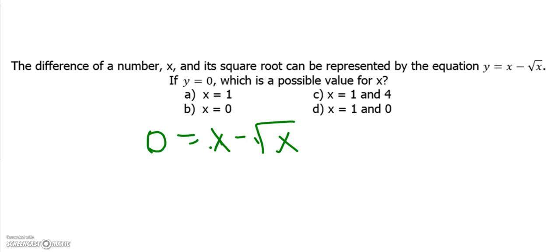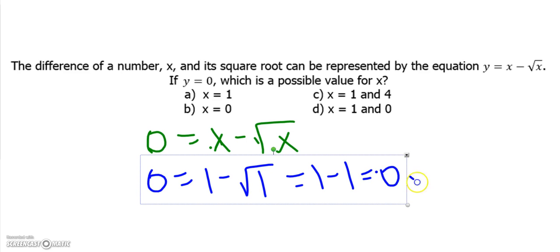Now the easiest way to do this is you're going to take your answer choices and plug them in. So say I plug in x equals 1. So that means I'll have 1 minus the square root of 1. And we know the square root of 1 is 1. So 1 minus 1 equals 0. Great. So x equals 1, that works. So that means C or D could also be an answer choice.